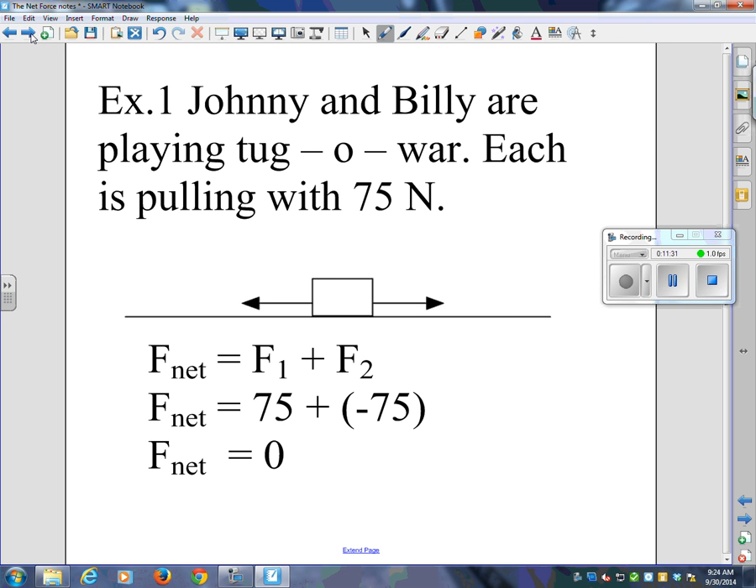Here's an example. Probably one of the simplest examples you'll ever see. Feel free to go ahead. Johnny and Billy are playing tug-of-war. Each is pulling with 75 newtons. You probably saw something like this in grade 9, right? So there's our free body diagram.